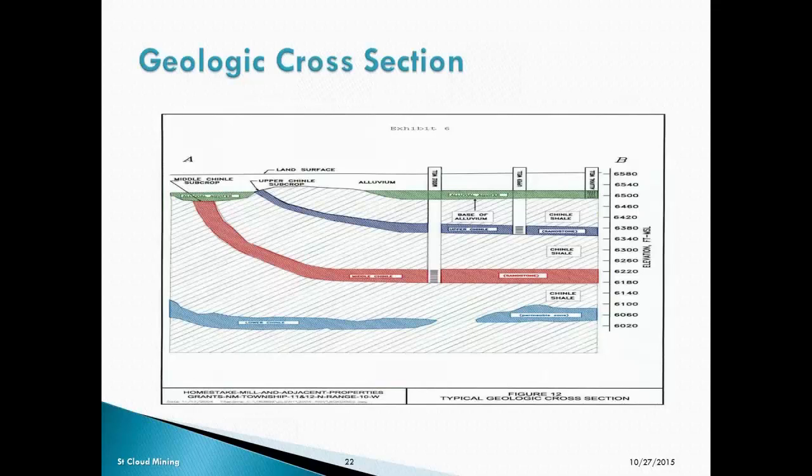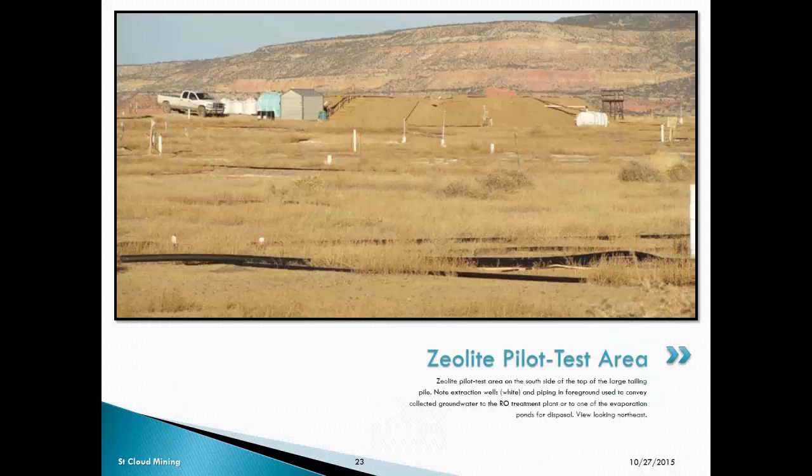Looking at the operation cross-section of these wells, there were 3 different aquifers, and what we were treating was the middle Chinle formation, the one that's in red in the middle, and the water's pumped up and run through the zeolites and then discharged later. You can see the design area in the back. The zeolites were placed in large cells.